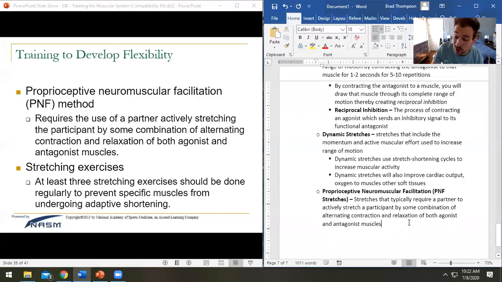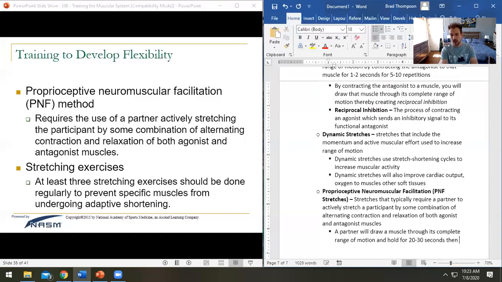So when we're looking at PNF stretching, this is a really great form of stretching, guys. This is the best. And so what you're going to do is perform several exercises where a partner will draw a muscle through its complete range of motion and hold for 20 to 30 seconds. Then instruct that partner to contract the muscle for 7 to 15 seconds.